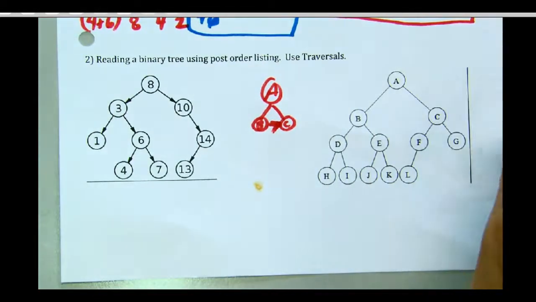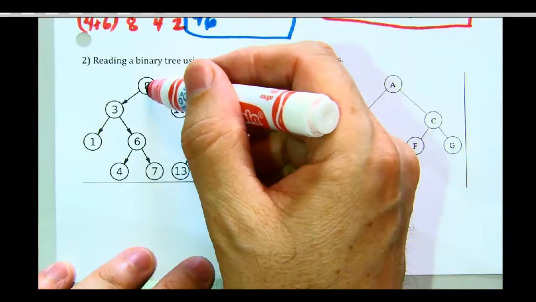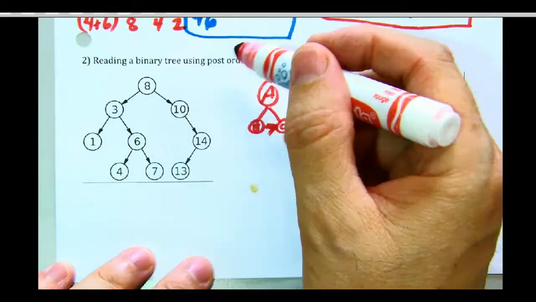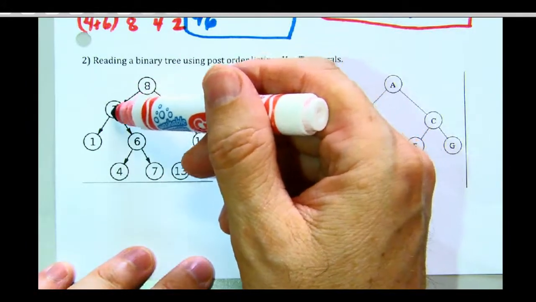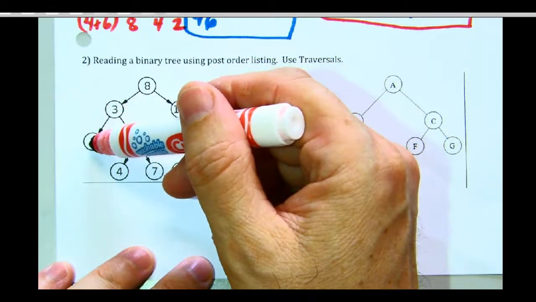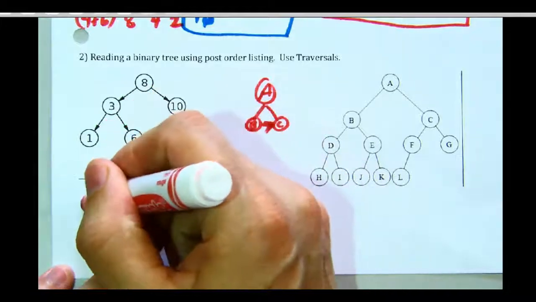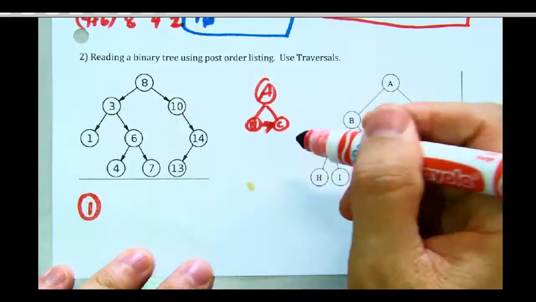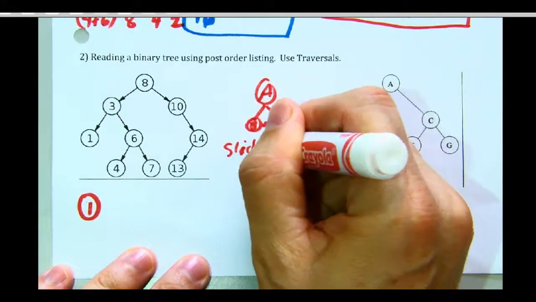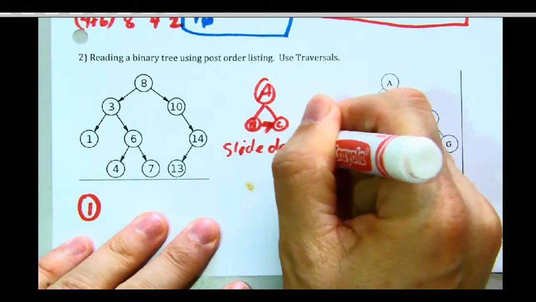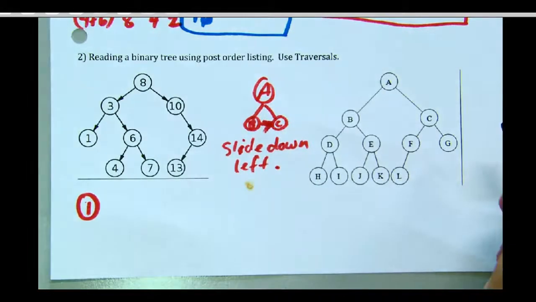Now, this is how you're going to do it. You're going to start at the 8, and you're going to use the left branch, and since this is binary, you're going to have a left branch and a right branch. You're going to start with the left branch. And when you go, you're going to slide down to the left as far as you can. And so when I do that, I'm going to start at 1. So you slide down left. As far as you can.